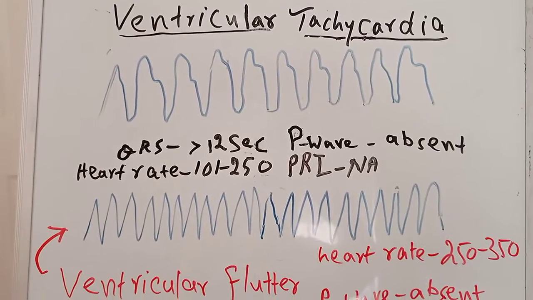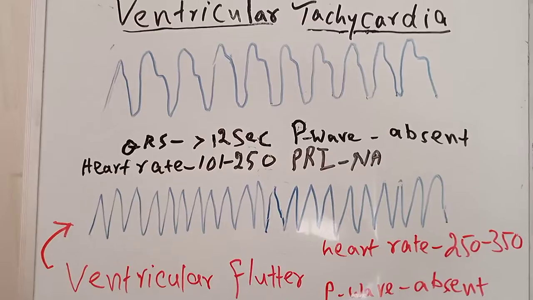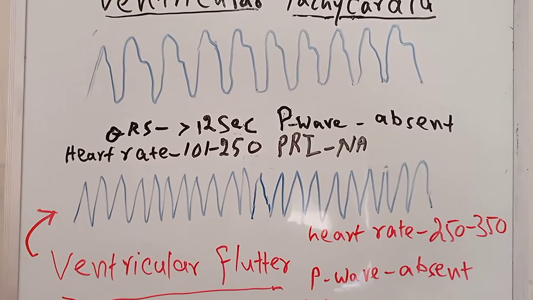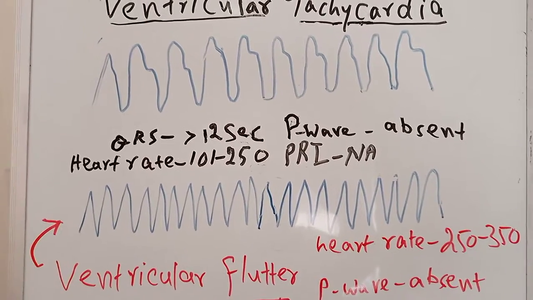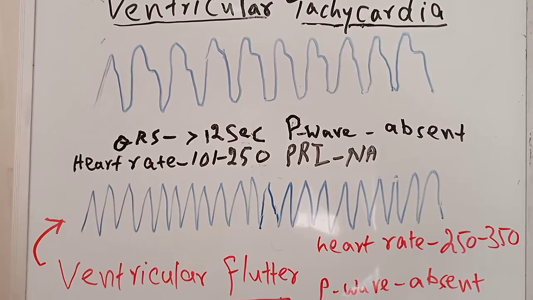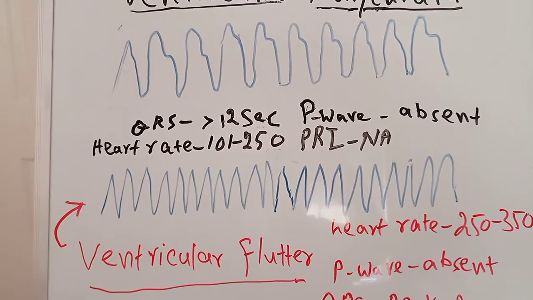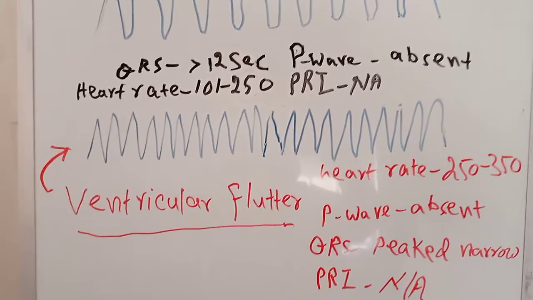Heart rate will be 101 to 250 beats per minute. QRS complex is wide. P wave absent. PR interval cannot be detected. This is how ventricular tachycardia will look like: bizarre, wide ventricular complexes. Next is ventricular flutter.